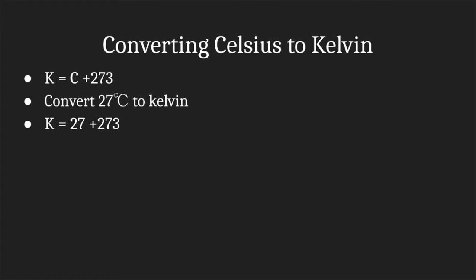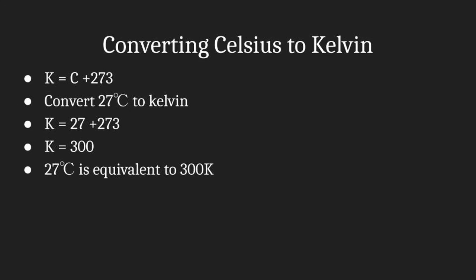Since we're going to have to convert temperatures to Kelvin, before we move forward, let's try an example of how to do it. So we're going to use the equation: the Kelvin temperature equals the Celsius temperature plus 273. So let's try to convert 27 degrees Celsius to Kelvin. We're going to plug in 27 for C. So we get that Kelvin equals 27 plus 273. So our Kelvin temperature will be 300. So 27 degrees Celsius is equivalent to 300 Kelvin.